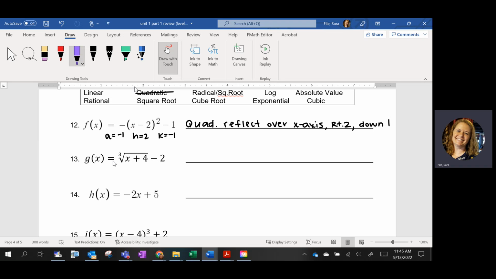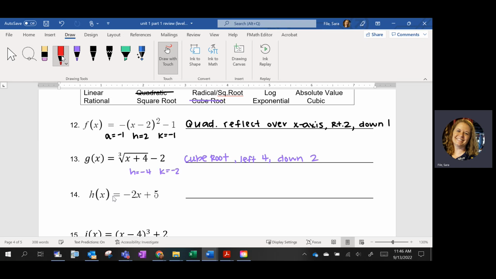Okay, what's 13? What type of function here? That's a cube root. Good. No a value in front, nothing being multiplied in front, so no reflection, no vertical stretch or compression. Okay, your h inside is opposite, so it's negative 4, and your k outside is minus 2. So this is actually going to be left 4 and down 2.